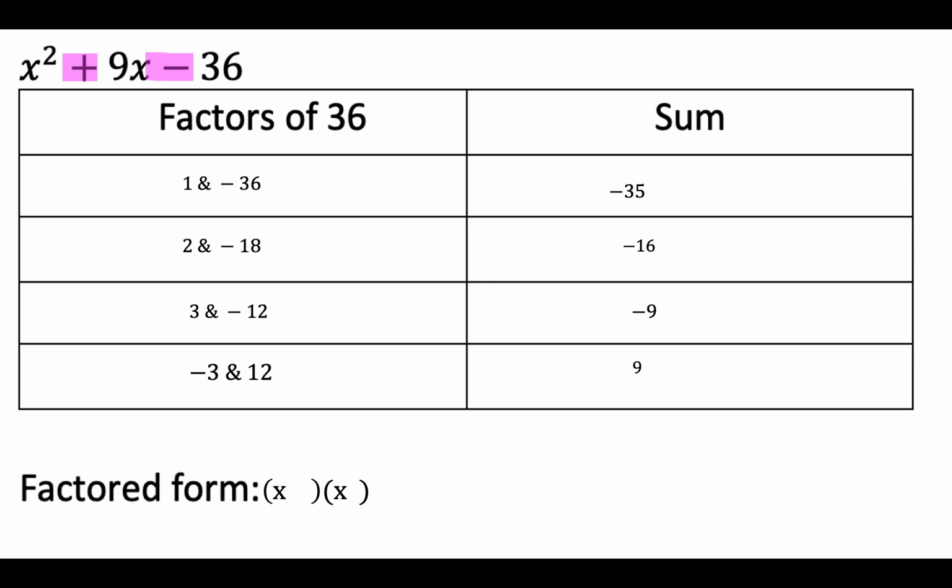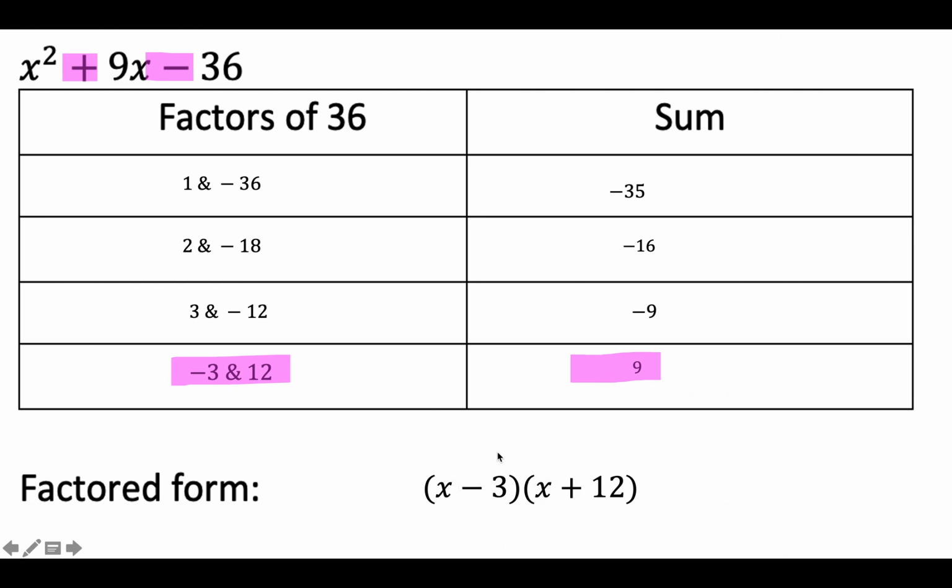So now I know we're going to use negative 3 and positive 12 in our set of parentheses. So now we can do x minus 3 times x plus 12. And if we weren't too sure this was our correct answer, how could we check it? We'd go back and FOIL it. So we do x times this, negative 3 times this, negative 3 times this, combine our like terms, and then we would get this answer back.